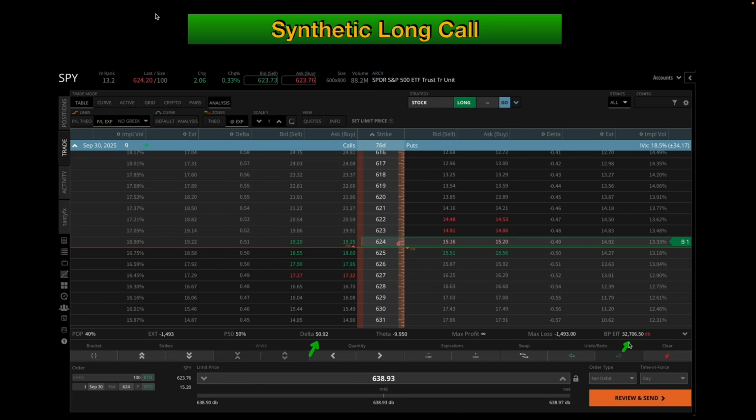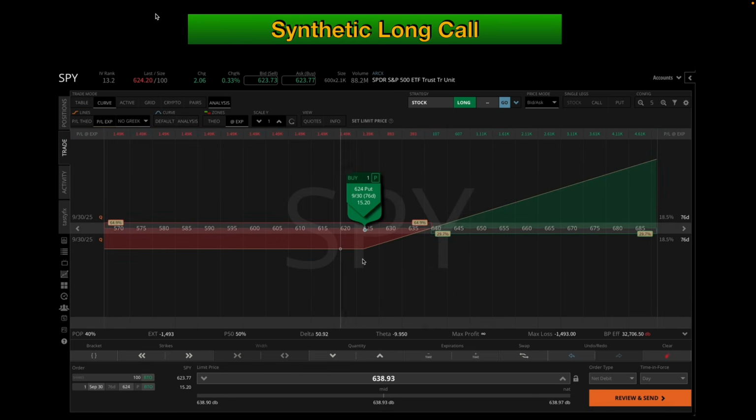And if I were to put this trade on, I would see $32,706.50 reduced in my buying power. Highlighting here the P&L graph, we can see here that at expiration, my profit would be unlimited to the upside, and my downside risk would be limited to $1,493.